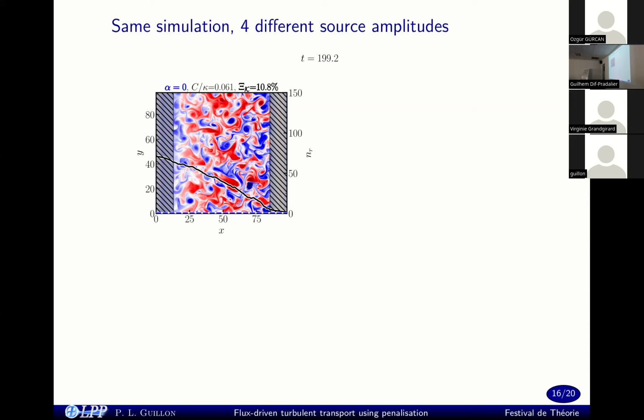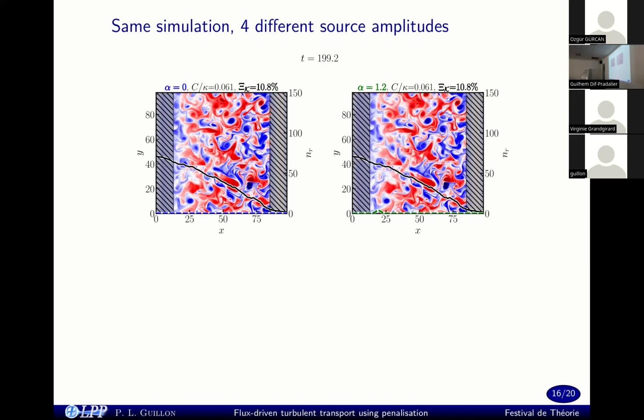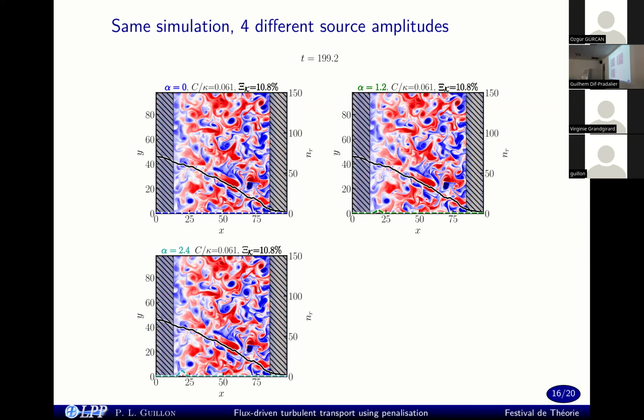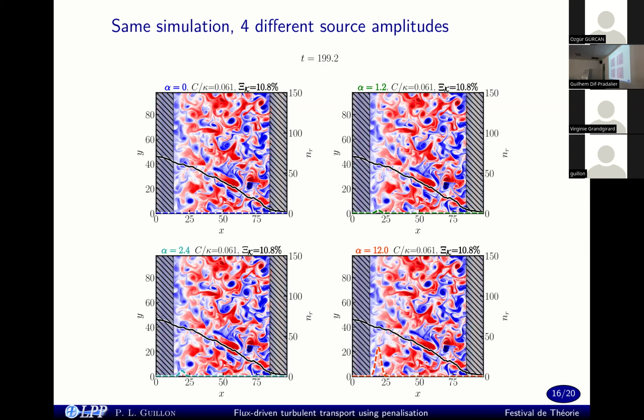And here I show also the zonal fraction, the fraction of energy inside the zonal mode. Then, taking the same simulation, I will add a low amplitude particle source localized at the left edge. Then a moderate source amplitude here. And finally, a strong source amplitude here.